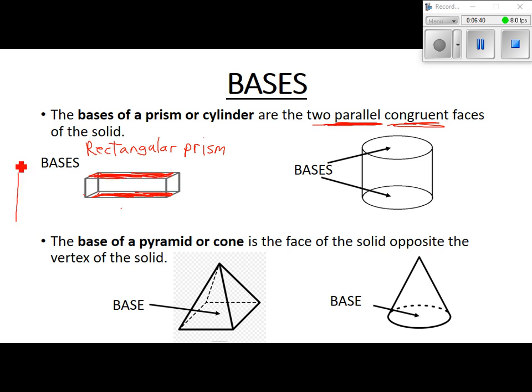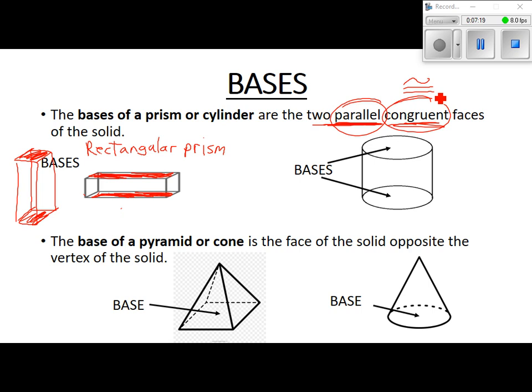But if we took that rectangular prism and we stood it up on end, then we might consider this and that to be the bases. So in a rectangular prism, it really doesn't make any difference which two faces you consider the bases, as long as they're two of the rectangles that are parallel to each other and congruent to each other.